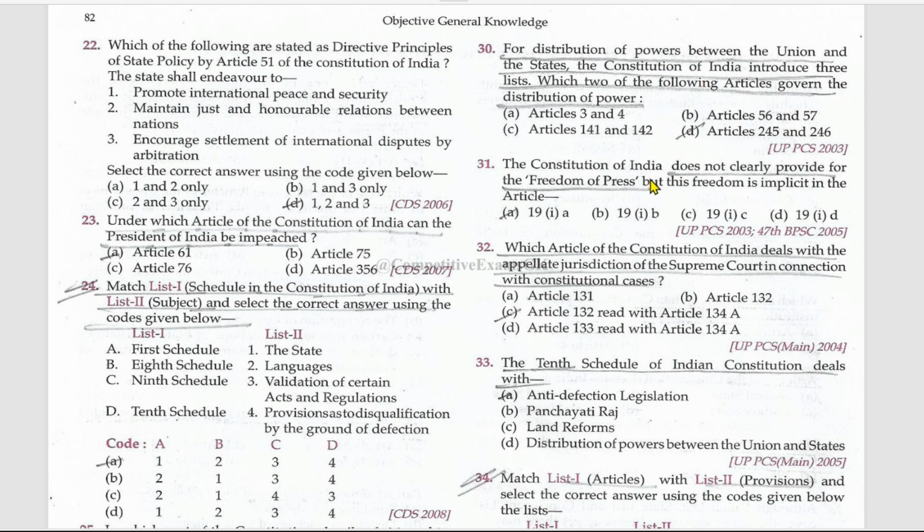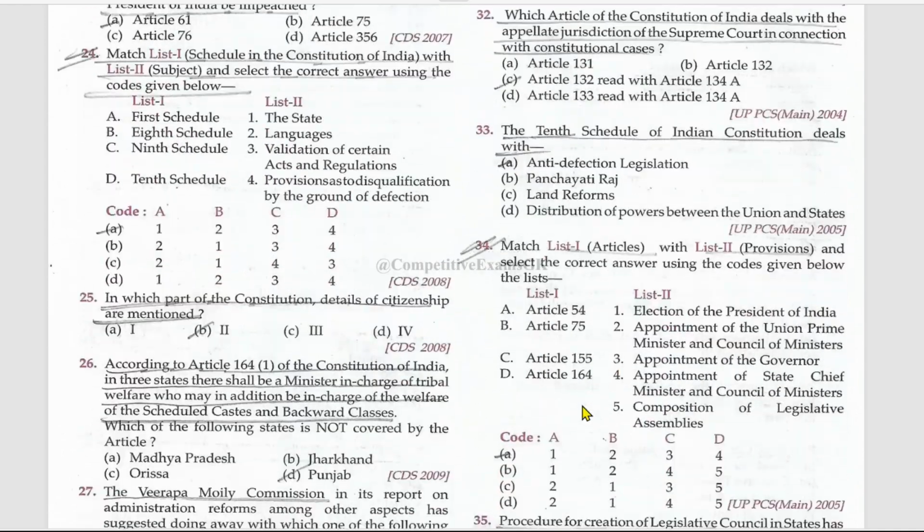The Constitution of India does not clearly provide for the freedom of press, but this freedom is implicit in Article 19(1)(a). Which article of the Constitution of India deals with the appellate jurisdiction of the Supreme Court in connection with constitutional cases? Article 132, read with Article 134A. The 10th Schedule of the Indian Constitution deals with anti-defection legislation.